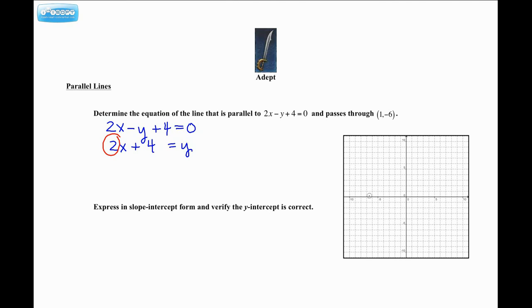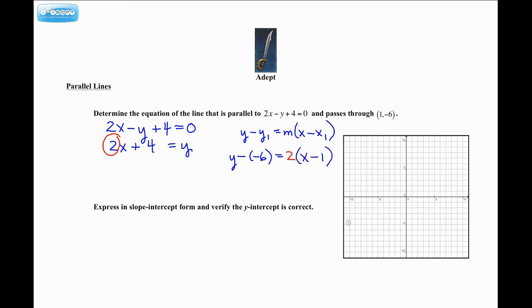Okay, and we were told that it must pass through this point. Well, we have the slope. We have a point. For that, we should use slope-point form. So recall, that is just y minus y1 equals m times x minus x1. Okay, so we can just fill in all the stuff. So our y value is negative 6. The slope that we stole from over here is 2. We get to copy it. And this is x minus 1.